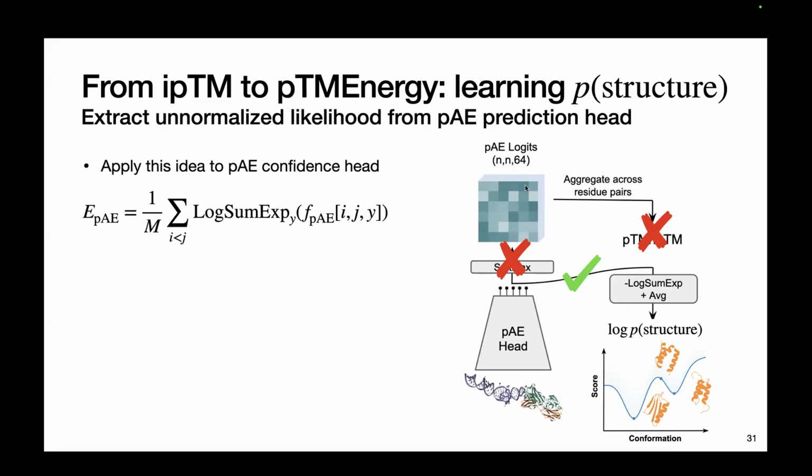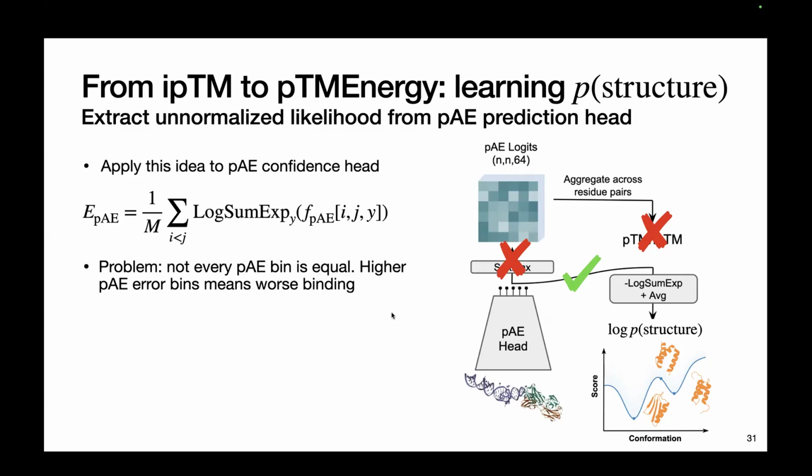And this doesn't require you to fine-tune any part of AlphaFold. So basically, what you need to do is, instead of going through softmax and aggregating these class probabilities, you don't do softmax, but you take the log sum exp of all the logits, and you can actually get a log p(structure) of the predicted complex. You can use that as a way to rank different designed proteins.